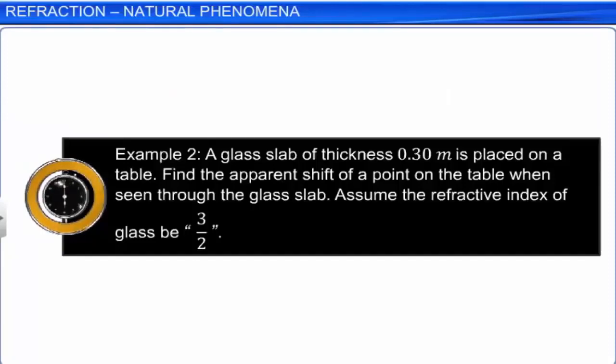Consider the following example. Example 2. A glass slab of thickness 0.30 meter is placed on a table. Find the apparent shift of a point on the table when seen through the glass slab. Assume the refractive index of glass is 3/2.